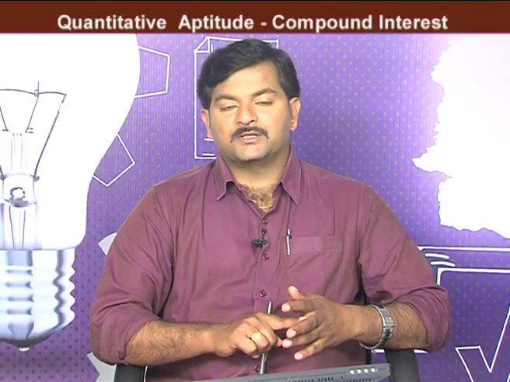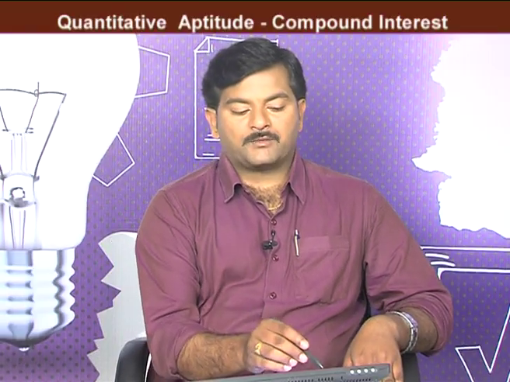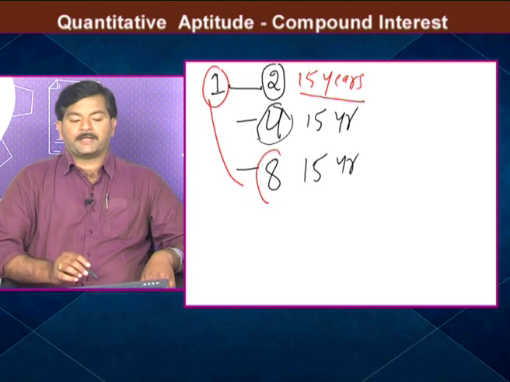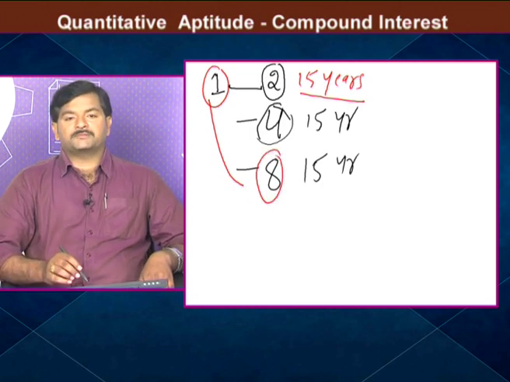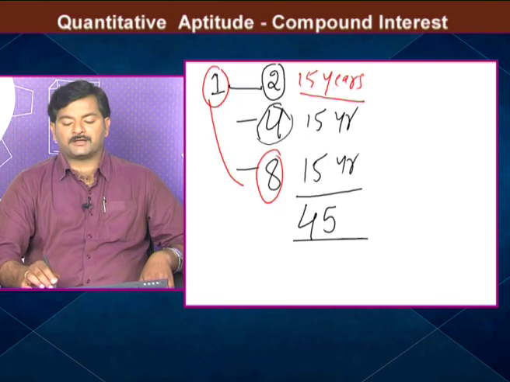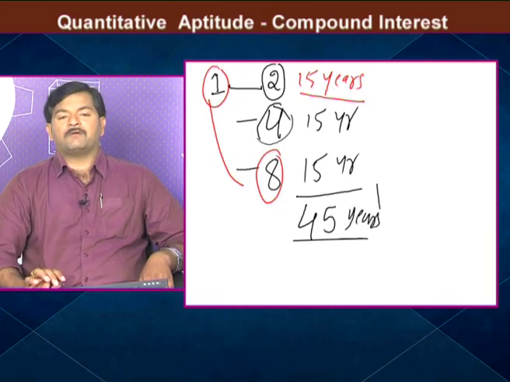For our simplicity, if a person borrowed 1 rupee, 1 rupee doubles itself in 15 years. What does it mean? I borrow 1 rupee, 1 rupee becomes 2 rupees, 2 rupees becomes 4 rupees, 4 rupees becomes 8 rupees. So I borrowed only 1 rupee, and this 1 rupee becomes 8 times. In how many years? 15, 15, 15. Total how many years? 45 years. I hope you understood what I am saying.